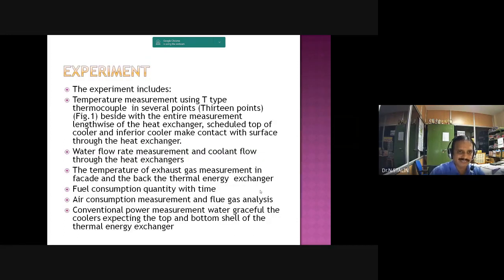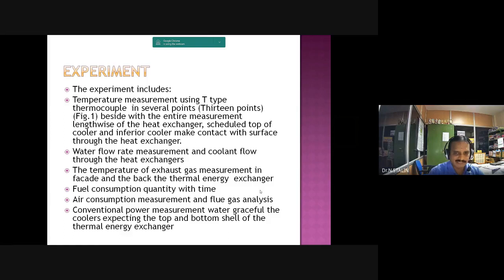So the experiment includes temperature measurement. We use T-type thermocouples at several points, almost 13 points. Besides that, there is measurement along the length of the heat exchanger, with the top and bottom coolers making contact with the surface of the heat exchanger. Water flow and coolant flow through the heat exchanger are also measured.